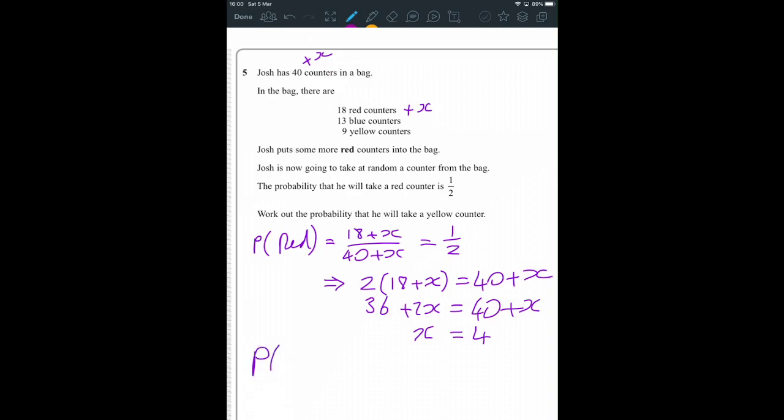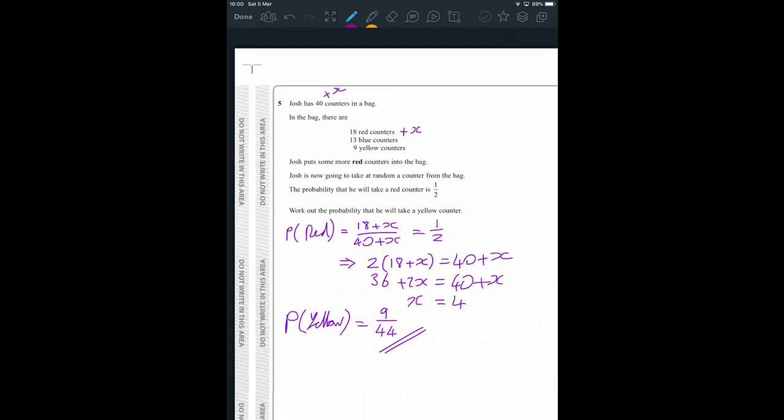Well, the question actually wanted the probability of yellow. So yellow was 9 counters, now out of the total of 44. And there's no way I can simplify that. That will be my answer.